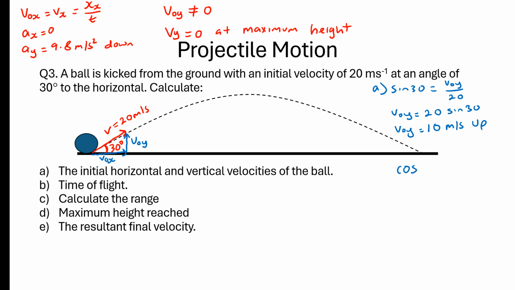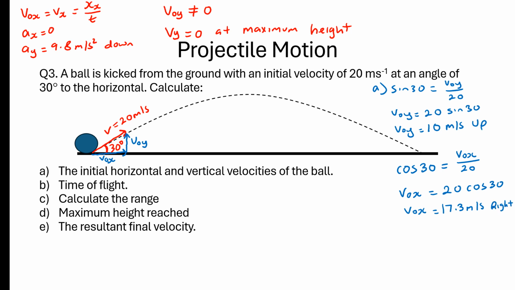So cos 30 degrees equals adjacent, which is v naught x, over the hypotenuse, which is 20. And we just need to make v naught x the subject, which is 20 times cos 30. So 20 cos 30 is equal to 17.32. I will just round it to one decimal place: 17.3 meters per second to the right.